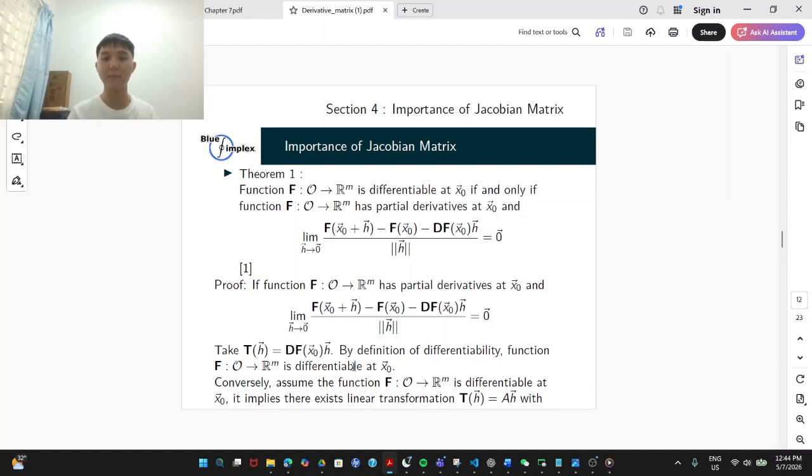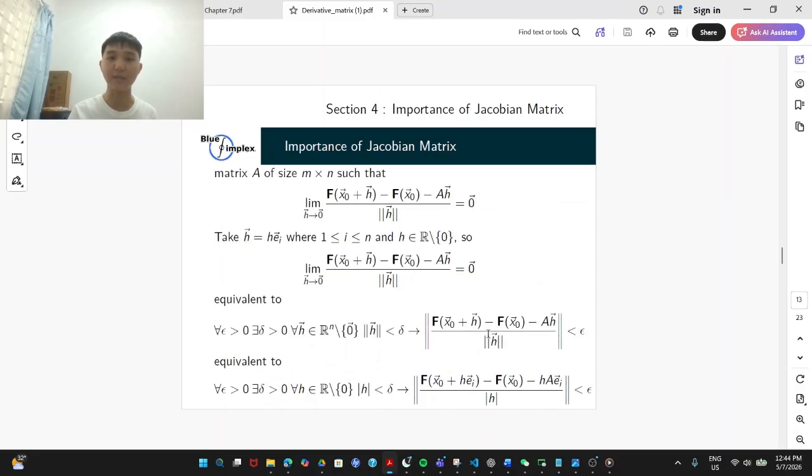The converse is the hard part. Assume the function f is differentiable at vector x naught. So there exists a linear transformation T equal to matrix A times vector h. Notice that matrix A has size m times n, because f has dimension m and vector h has dimension n. So we need the matrix A, and the limit is equal to this 0 vector.